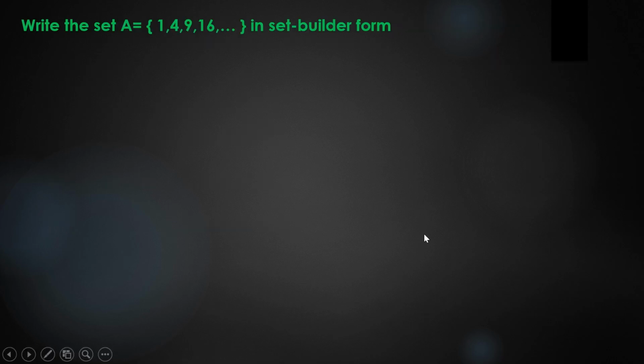What is the next example? Here, if you observe, what's the question they have given? Write the set A is equal to 1, 4, 9, 16, and so on in set builder form. So they have given roster format here and they are asking us for set builder form. What is set builder form? It is nothing but a statement. So how can we write it?